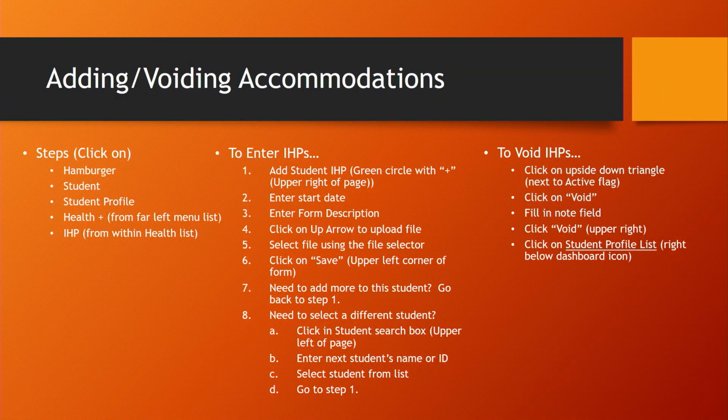We're going to start off at the dashboard. Then we're going to click on the hamburger, then click on student and student profile. After that, we're going to look for the health option on the far left menu list, and then look for IHP. After that, I'm going to show you how to enter an IHP, and then how to void an IHP. So let's jump online and get this going.